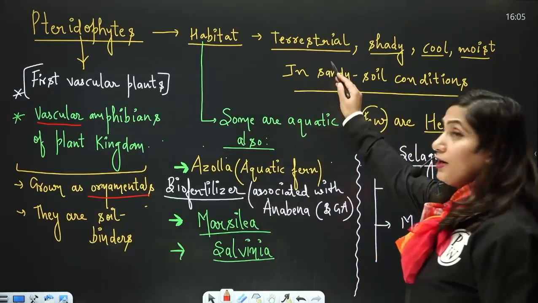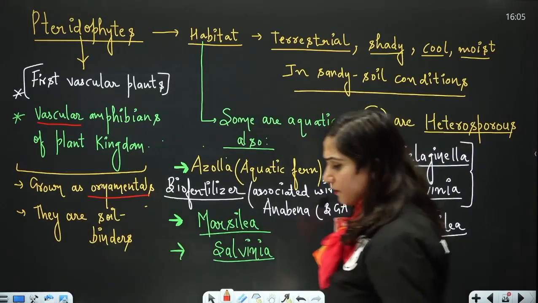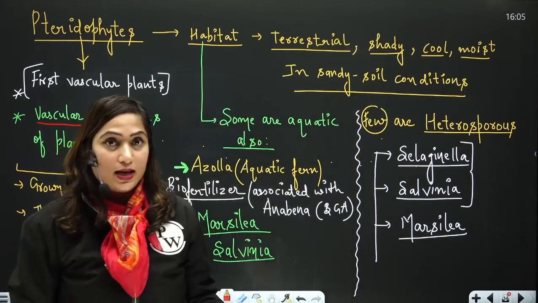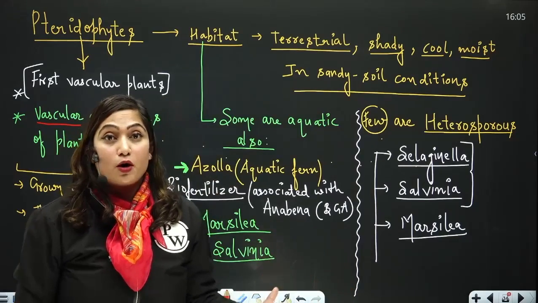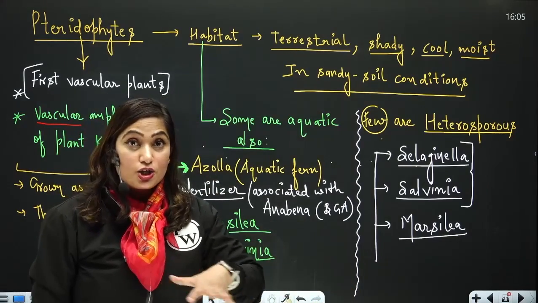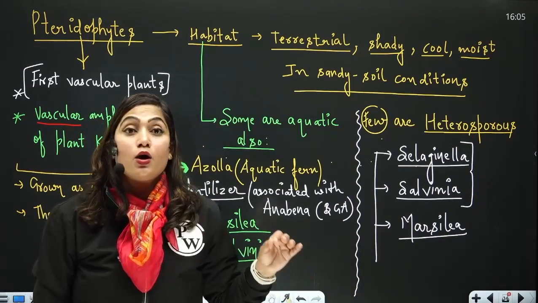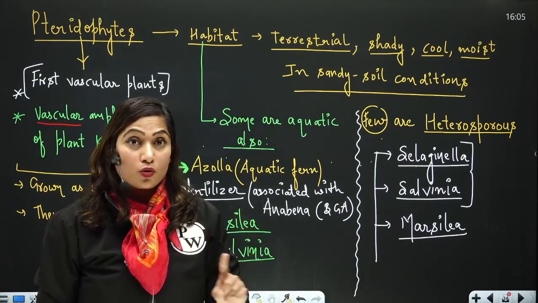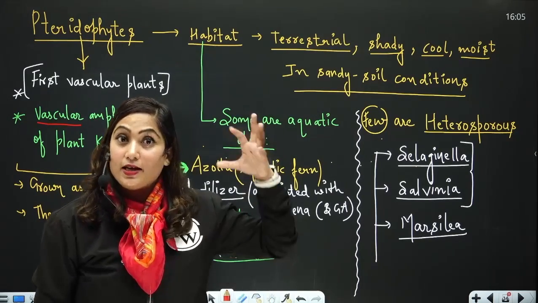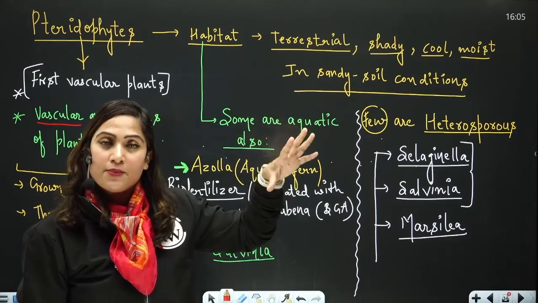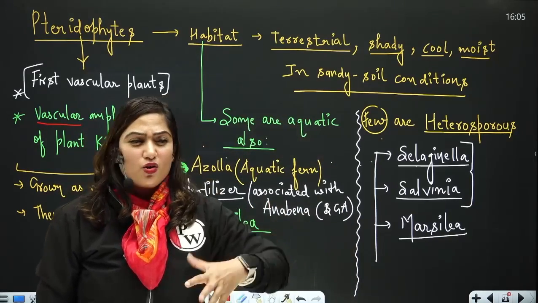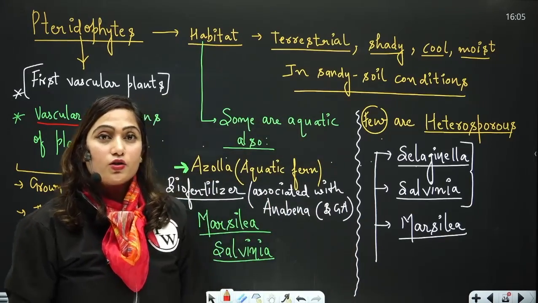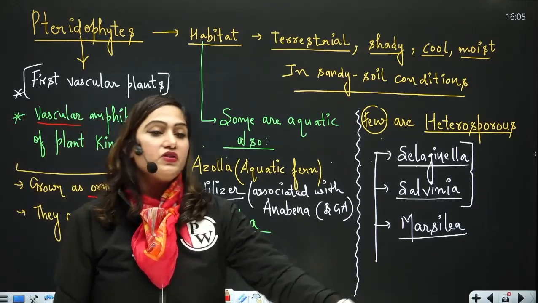Now, the habitat discussed in NCERT: they are terrestrial, they are found on soil, but they are mostly found in shady areas and in cool areas, not hot areas. Remember, they are not found in warmer areas. They are found in cool areas, on hill stations, on mountains, right? And pteridophytes are not something you can see just by stepping out of your home.